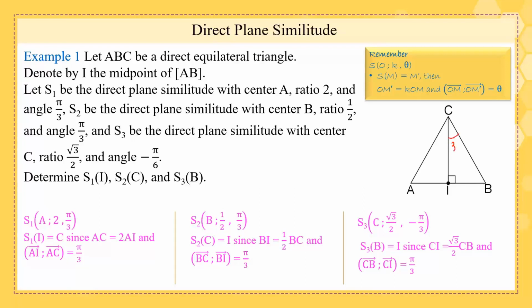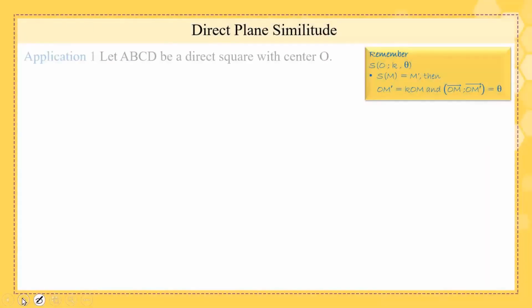Here the angle is 30, here the angle is 60, and we know that the side facing 60 is equal to the hypotenuse times radical 3 over 2, so CI equals CB times radical 3 over 2. And as you see here, the angle between the two vectors CB and CI is equal to pi over 3, so I will be the image of B by S3.